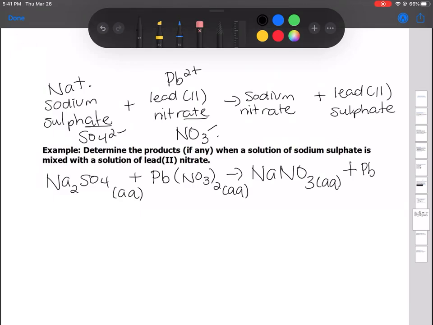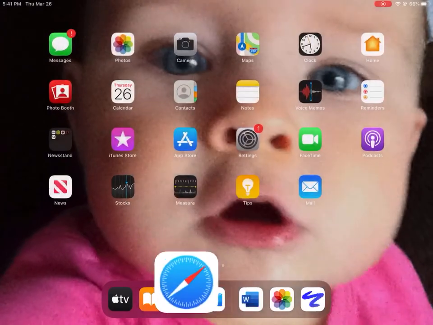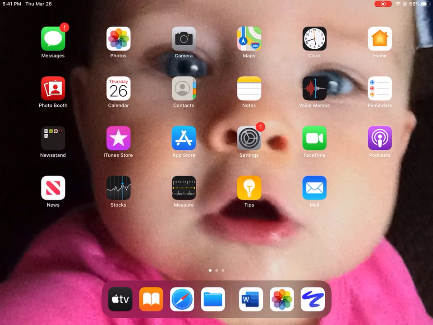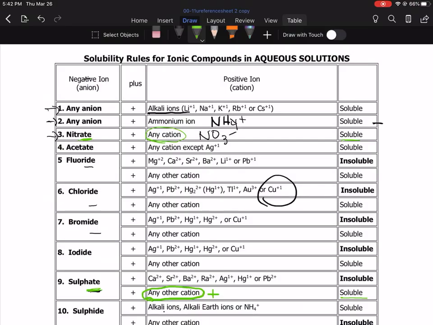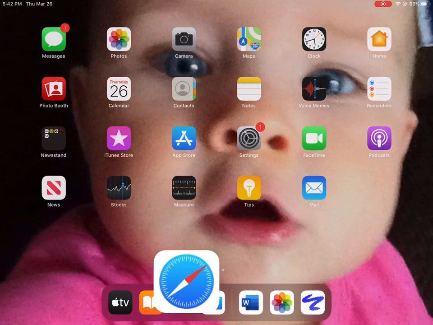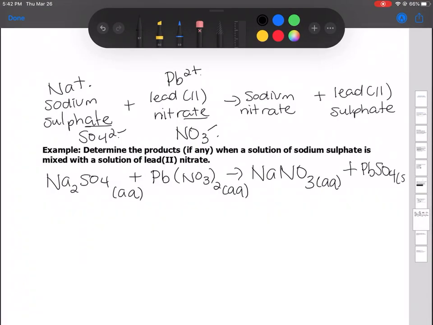And then lead is going to go with sulfate. Now lead has a charge of 2, and so does sulfate, so they would also cancel out. Let's go check out lead and sulfate. There's sulfate. There's lead, insoluble. So there's our solid, which makes sense. We want to have one solid.